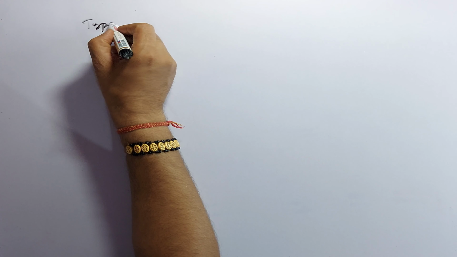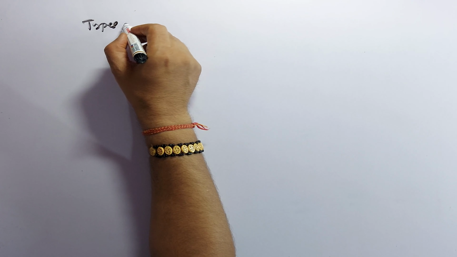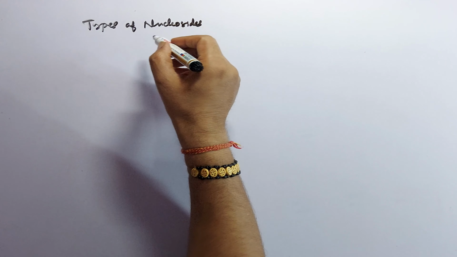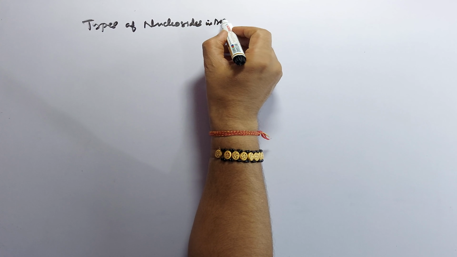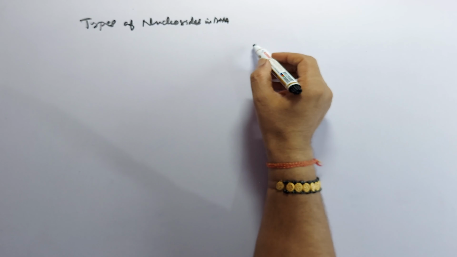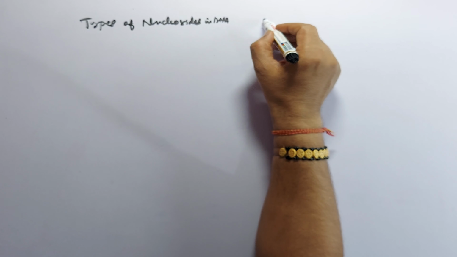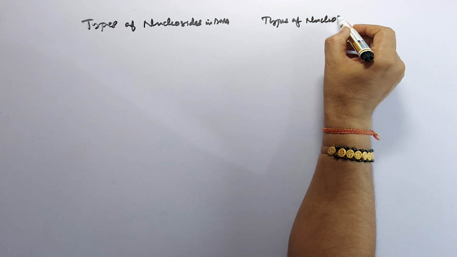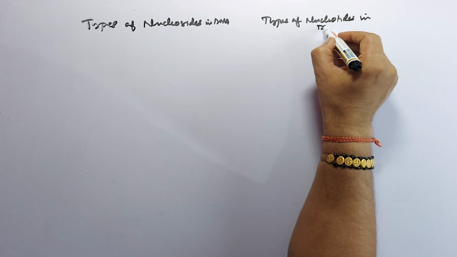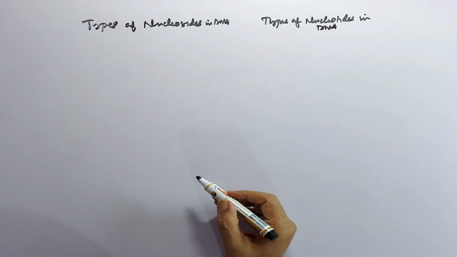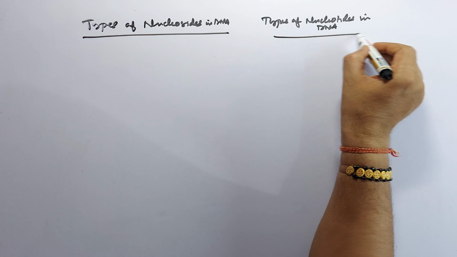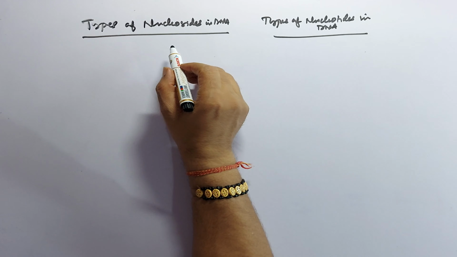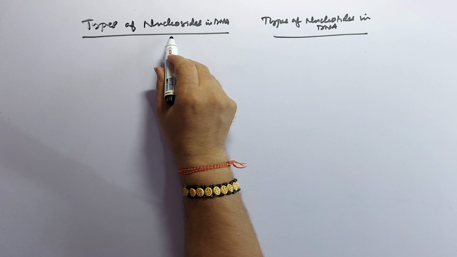Types of nucleosides in DNA and types of nucleotides in DNA. Nucleosides are made up of a nitrogenous base and a pentose sugar.